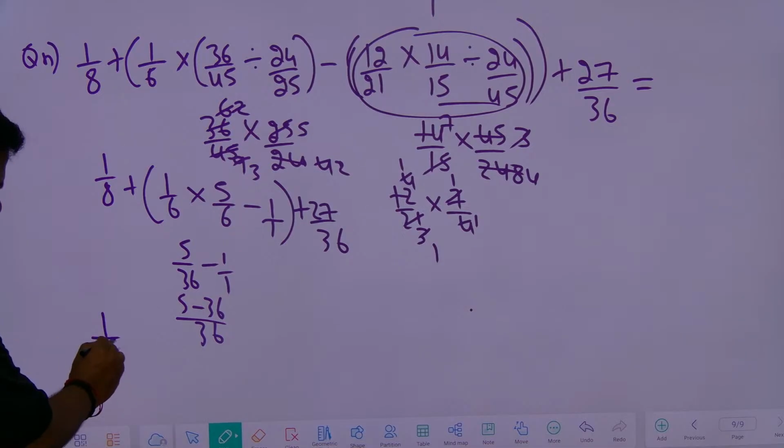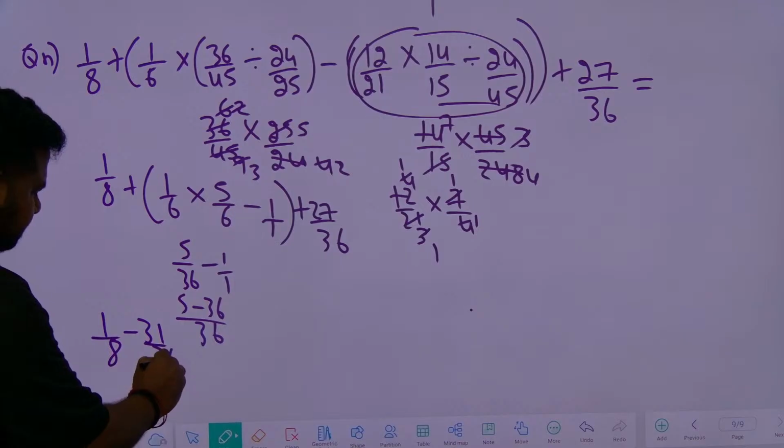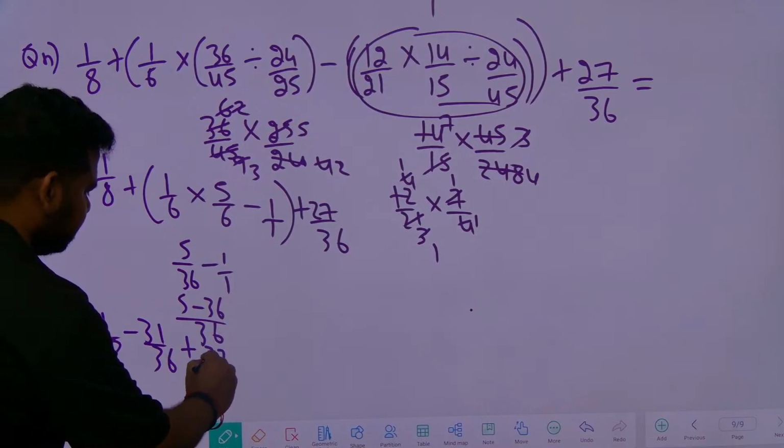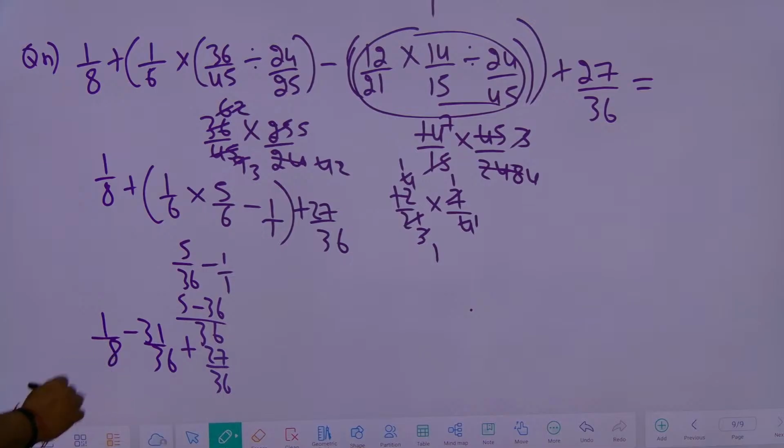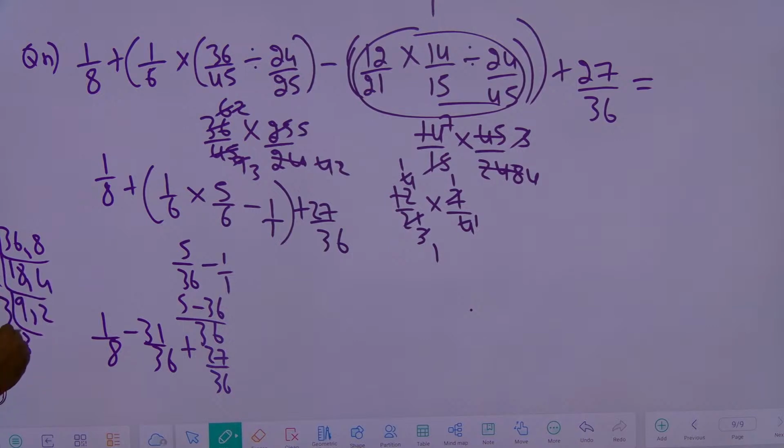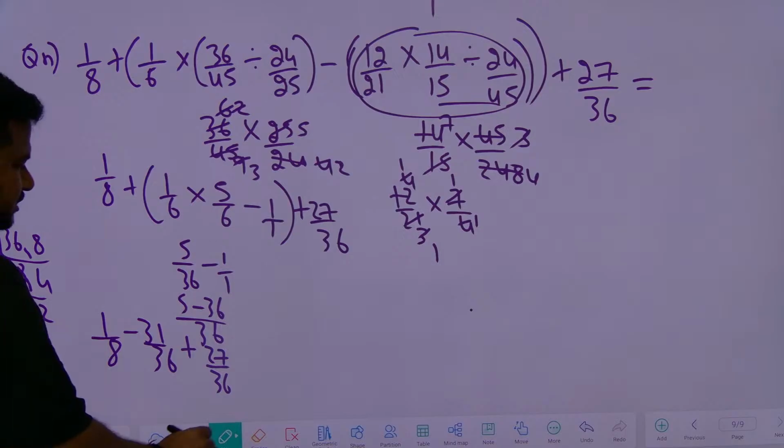So we will have 1 by 8 minus, because minus is the bigger number, minus 31 by 36 plus 27 by 36. Now for 36 and 8, what is the LCM? You cannot take 36 because 8 will not divide 36. So what we will do: take 36 and 8, divide by 2, 2, 3, 3 and again I should take 2. 2 3s are 6, 6 3s are 18, 18 2s are 36, 36 2s are 72. So I will have 72 as the LCM.